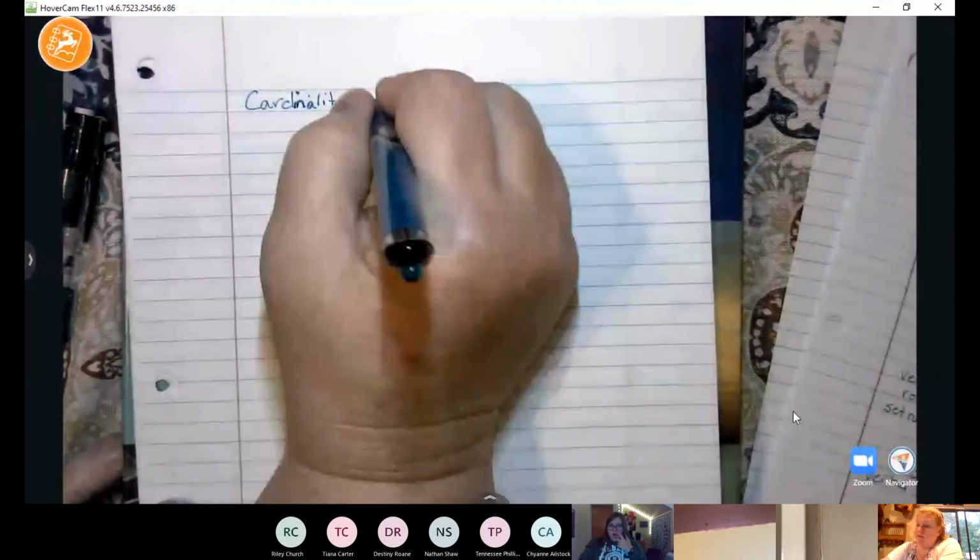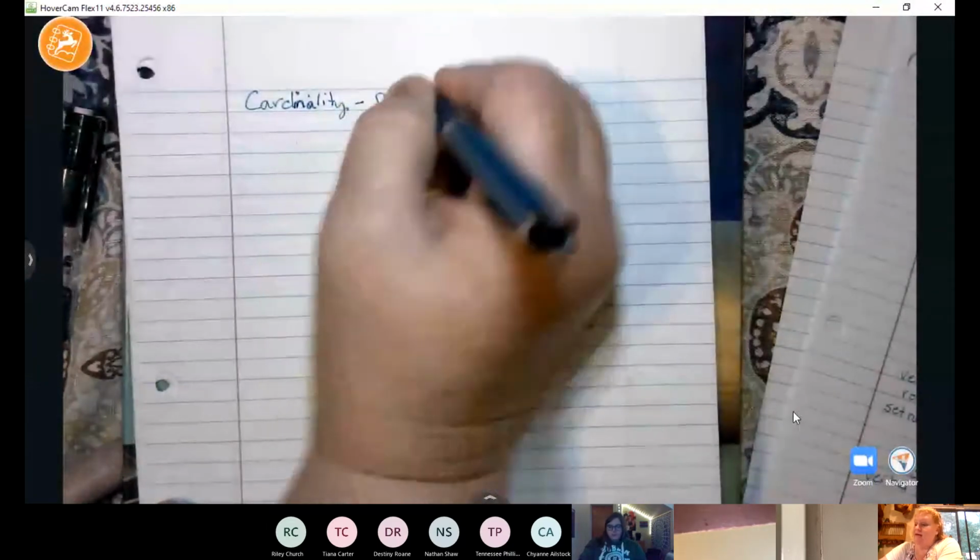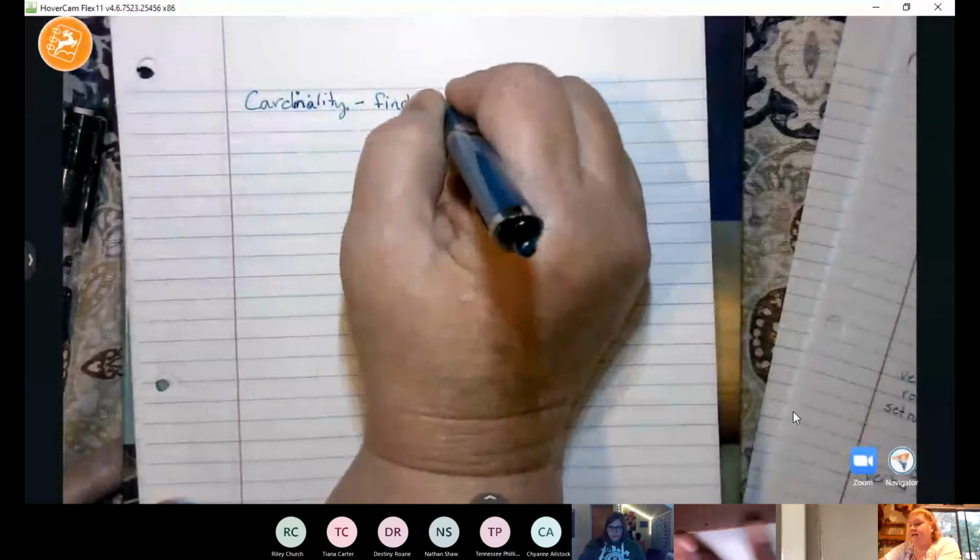We have the term cardinality. Man, I can't spell today. Cardinality. Can you read that? This means that you're going to find the number of elements in a set.